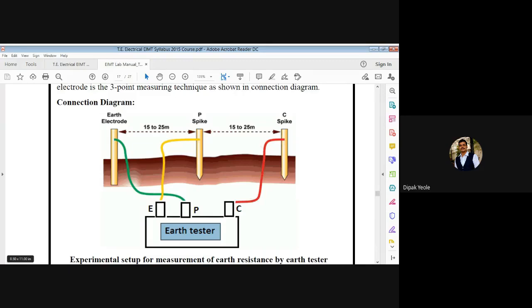Obviously the voltage produced is very high inside this hand driven generator, and that can produce an amount of current flowing through those particular electrodes. Yes, so I hope the working principle of this earth tester is clear to you. Just write in the chat box if you have understood the principle, yes, clearly, or if you have not understood, then I can repeat it again.